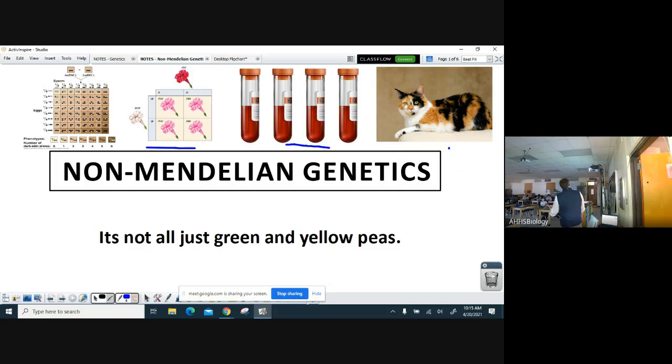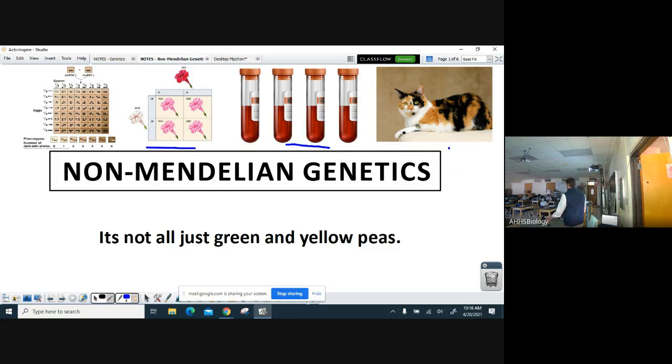I don't know this cat. I've never met this cat, but I know it's a girl. Because that color pattern, anybody know what it's called? Calico. That's a calico cat. It's just a name describing the color pattern. It is impossible to get in boys because that color gene for the hair is on the X chromosome.